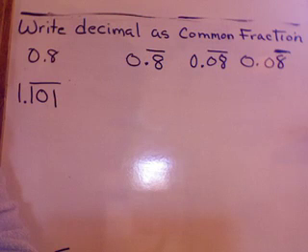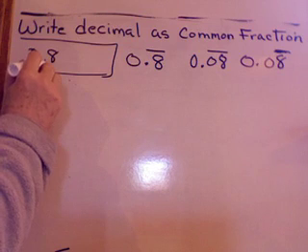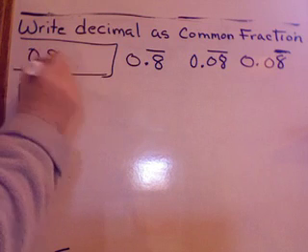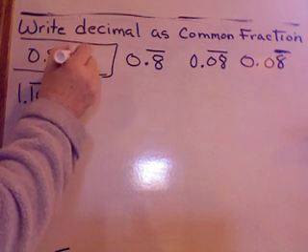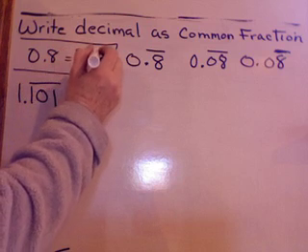All right, in this first example here, write 0.8 as a fraction. Well, 8 over 10. And then, of course, reduce. 2 goes into both of those, so 4 over 5. And there's the fraction for the decimal, 8/10.